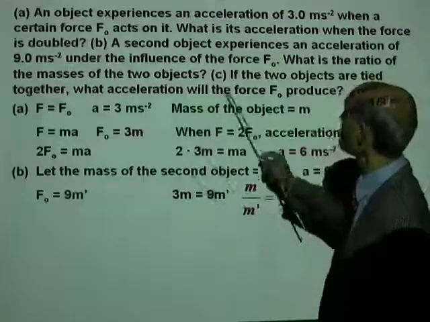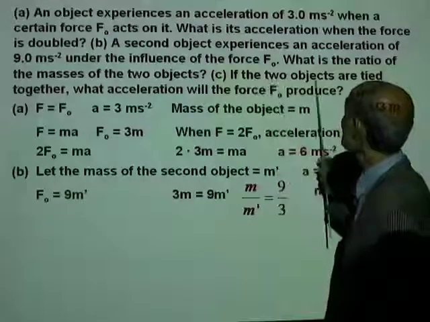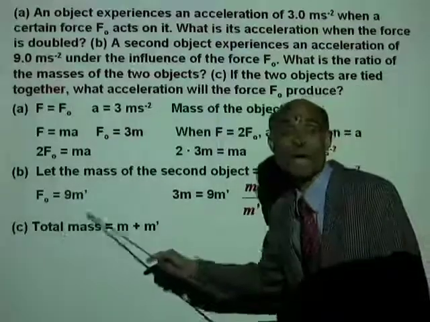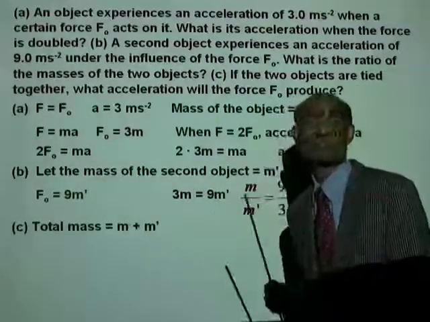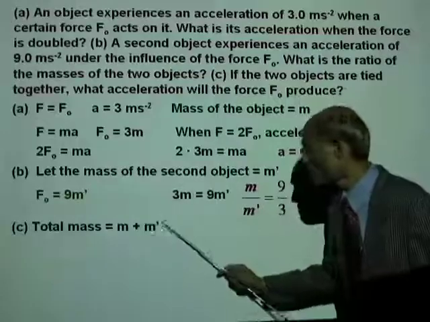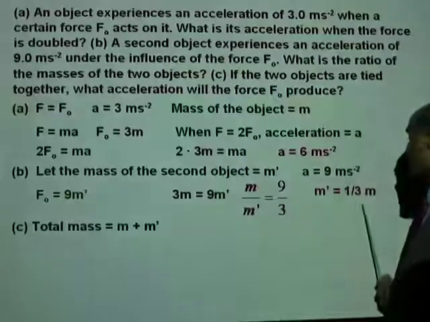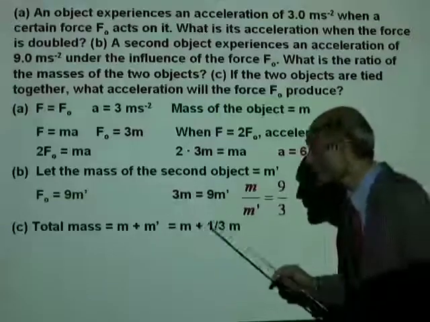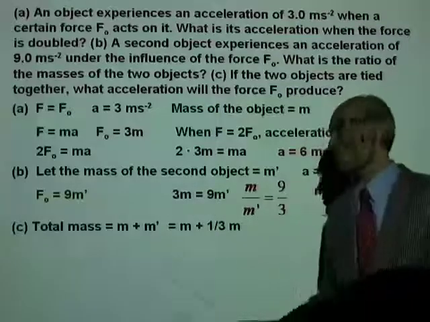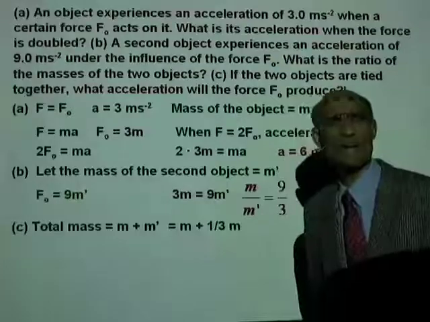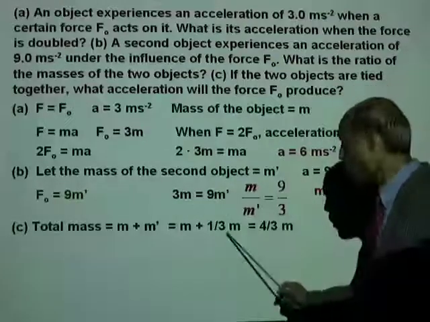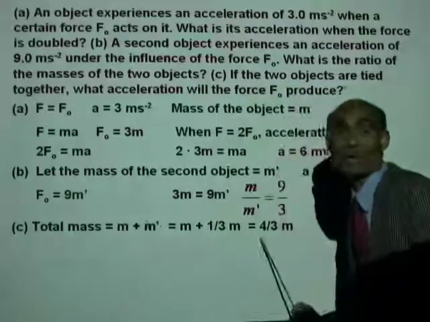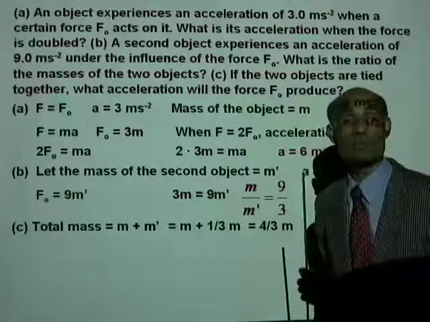Okay, what is it that we need to find now? See, the two objects are now tied together. What is the total mass? M plus m prime. Well, this m prime can now be replaced by 1/3 m. So that will be m plus 1/3 m. What is m plus 1/3 m? That is 4/3 m. So the total mass now is 4/3 m.